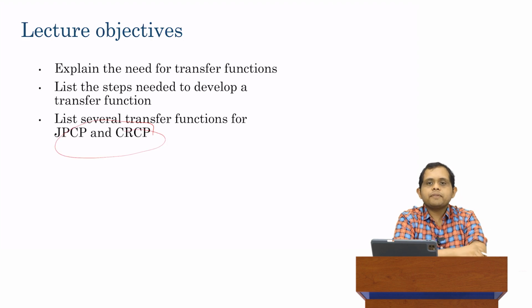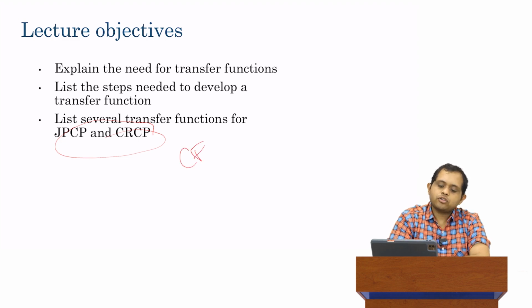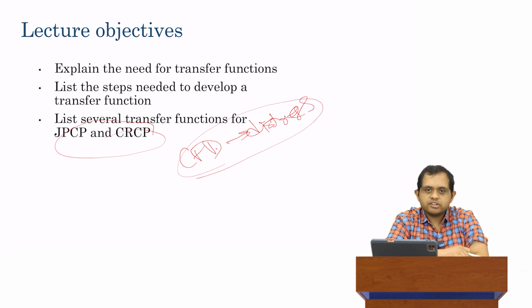So this is the first time in the series of lectures where we are actually going to split between JPCP and CRCP, because we model them for different types of distresses. I'll give you a recap on that in a couple of slides. We model JPCP and CRCP for different distresses. And because transfer functions are basically taking us from the fatigue damage to a distress, since JPCP and CRCP have different distresses, they have different transfer functions. So for the first time in this lecture, we are going to deviate between JPCP and CRCP.